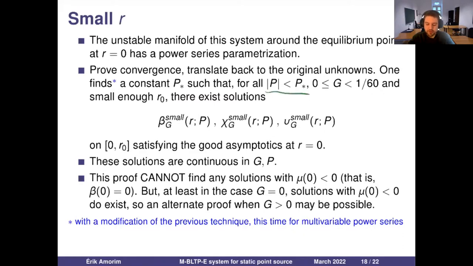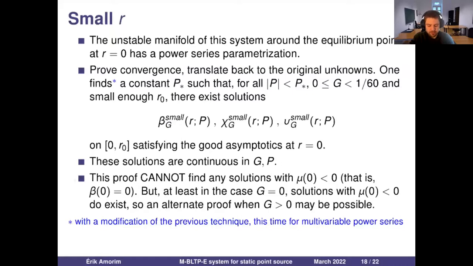For all small enough b and for all small enough g, it turns out to be 1 over 60 here, and small enough r, there are solutions satisfying the good asymptotics at r equals 0. And these solutions are valid between 0 and r0. All right, so it's the same situation as before, but now only one parameter. And these solutions are continuous in this parameter.